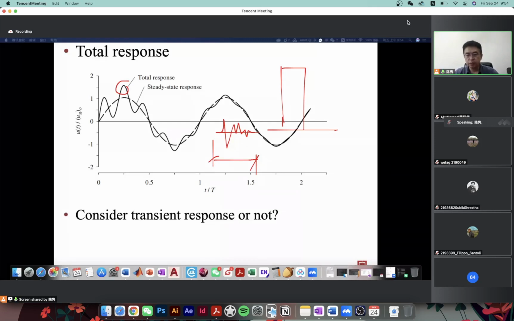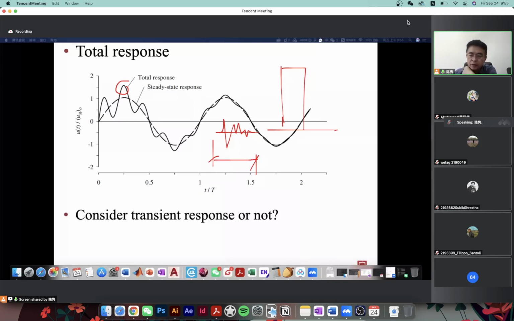But in civil engineering, like I just mentioned, earthquakes or impact loading happen in a very short duration. You must consider the total response. You must consider the total response.